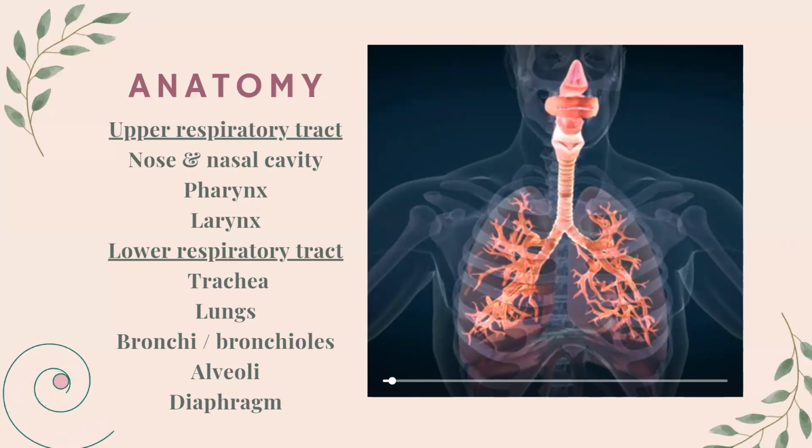Our respiratory bronchioles and terminal bronchioles are going to end with alveoli on the end. Alveoli are small sacs, and this is where our actual gas exchange occurs. We'll look at these a little closer further along in our lecture.